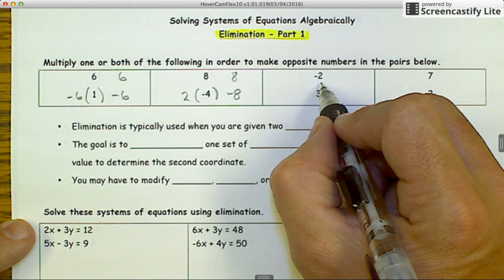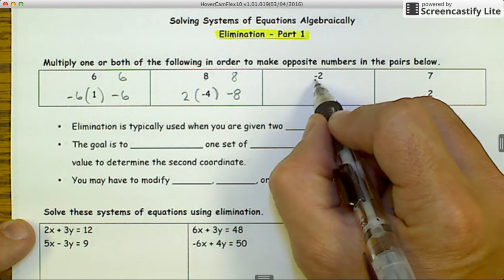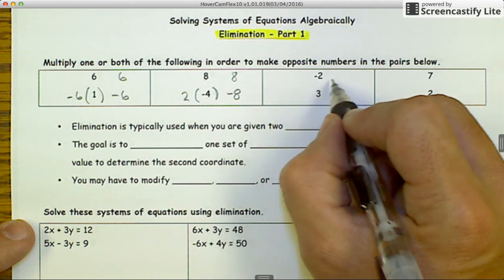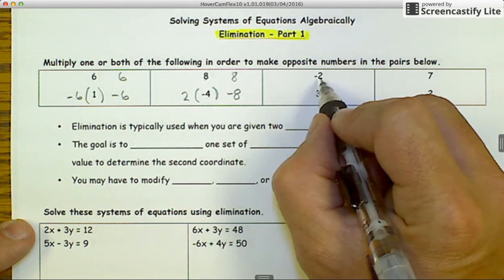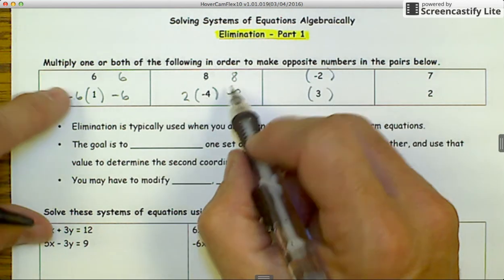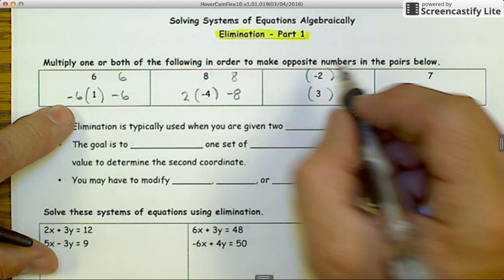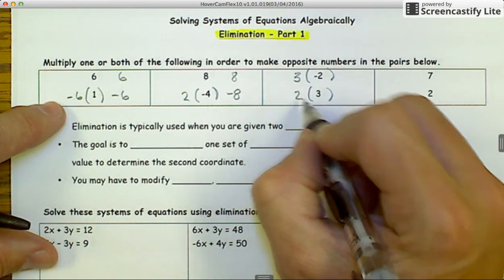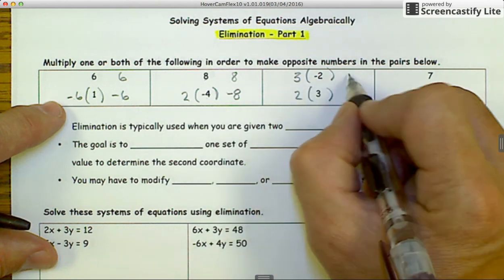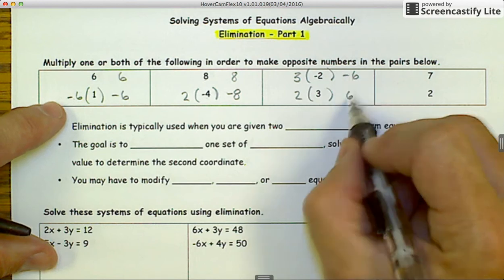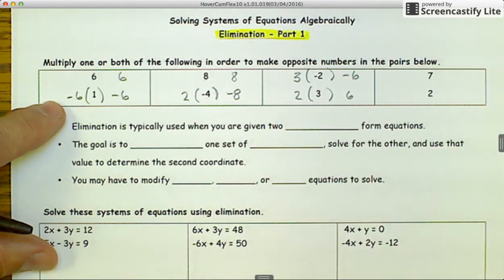In our third pair, we have a negative 2 and a positive 3. Again, one negative, one positive, and we need to come up with a common number. Well, the way that you do that, if you don't have one like we had in the past where you just have to multiply one, the easiest way to do it is multiply the top number by the bottom and the bottom number by the top. 3 times a negative 2 would be negative 6. 2 times a positive 3 would be positive 6, and now we have our opposites.